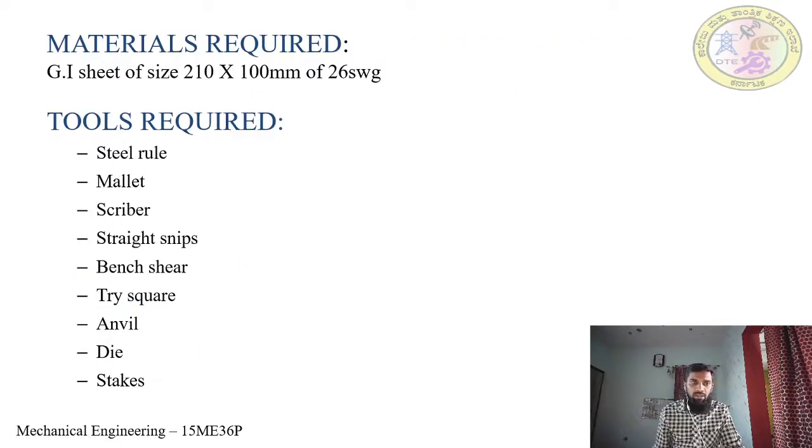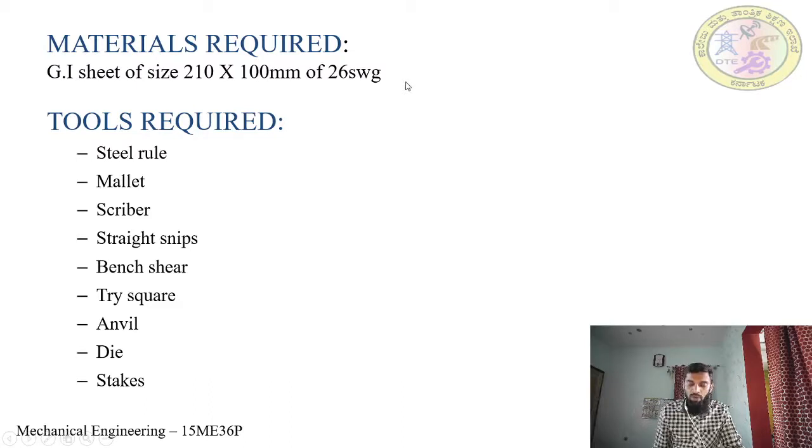See, these are the materials required: galvanized iron sheet of size 210 into 100 millimeter of 26 standard wire gauge. So, you should know, as the standard wire gauge is increased, the thickness of the sheet will be reduced.